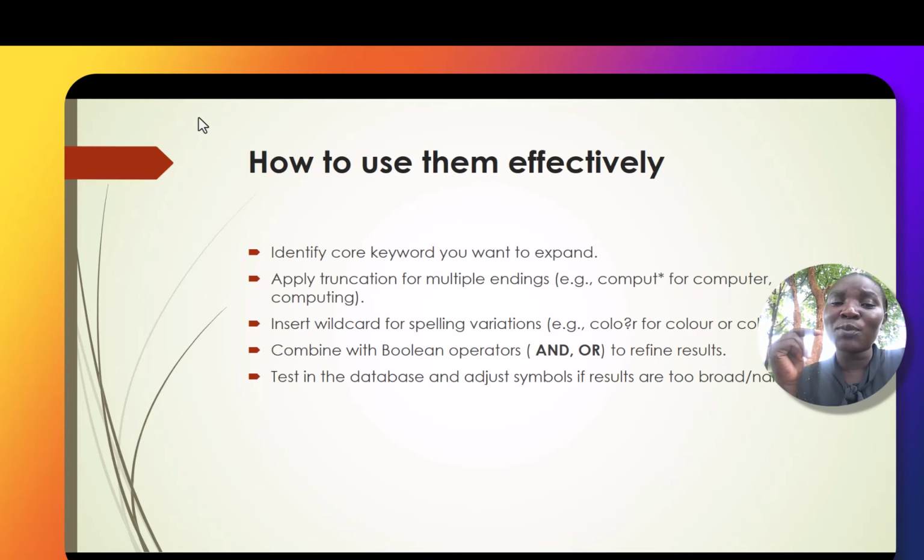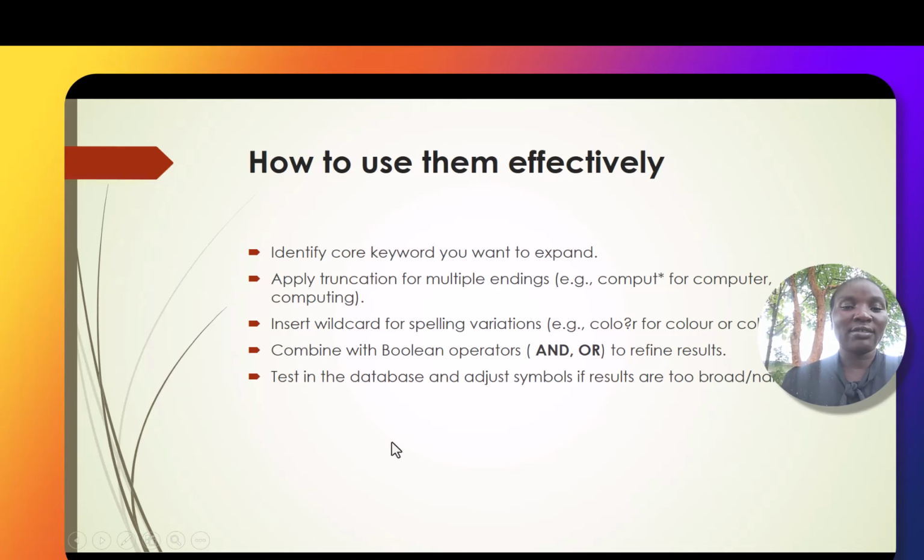Insert a wildcard for spelling variations. For example, colo?r for color or colour. So you will be getting many words at the same time if you insert a wildcard. Combine with Boolean operators AND, OR to refine results. Yesterday I remember teaching you how to use the Boolean operators AND, OR and NOT. Then test the databases and adjust symbols if results are too broad or narrow. So if you want a broad or narrow result, you can adjust the symbols that you use.